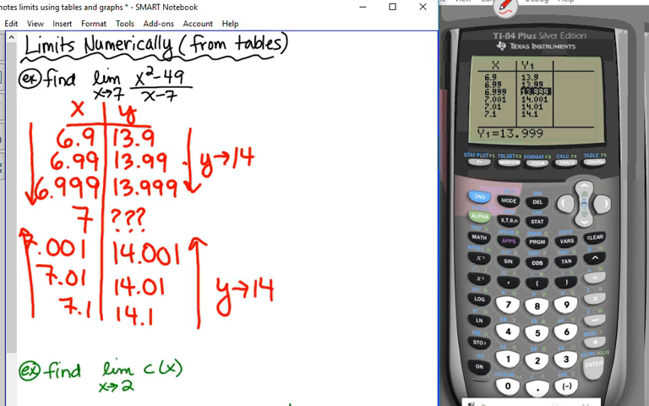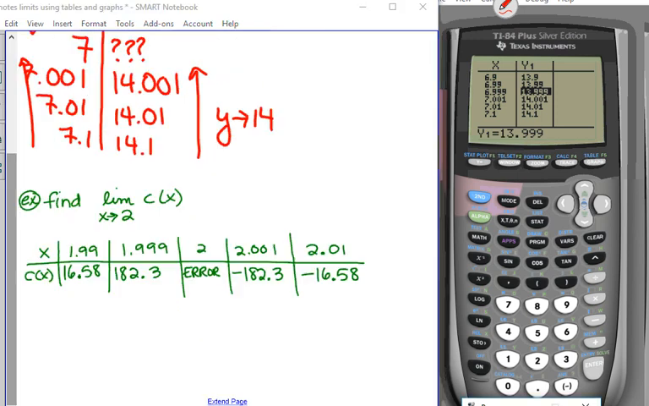So the answer to the problem is that it equals 14, because the left-hand side and the right-hand side are both going to y equals 14. It doesn't matter that it never actually gets there. That's a hole in the graph. And you could go through and do it algebraically and reduce, and we'll do that when we do algebraic limits. But for now, this is showing numeric evidence.